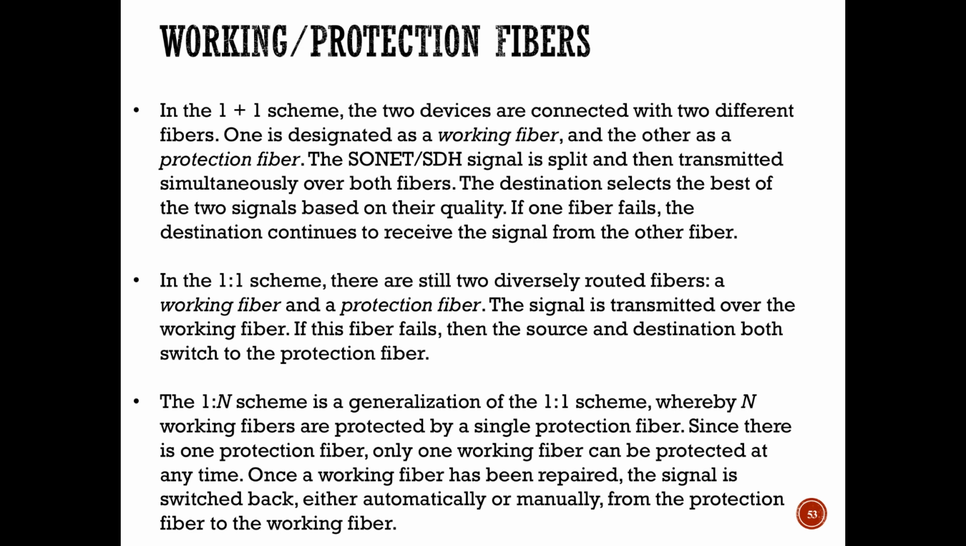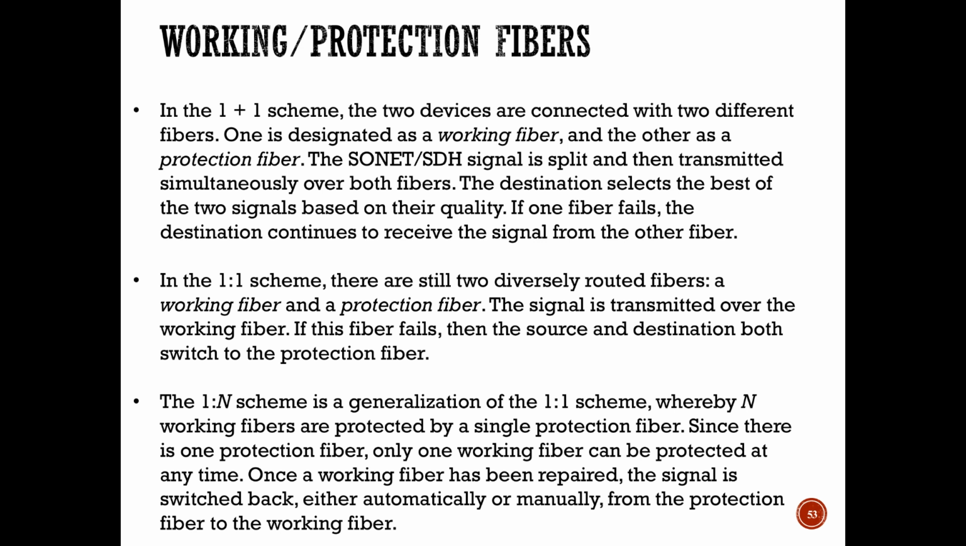In the 1:1 scheme, there are still two diversely routed fibers, a working fiber and a protection fiber. The signal is transmitted over the working fiber. If this fiber fails, then the source and destination both switch to the protection fiber. The 1:n scheme is a generalization of the 1:1 scheme, whereby n working fibers are protected by a single protection fiber. Since there is one protection fiber, only one working fiber can be protected at any time.